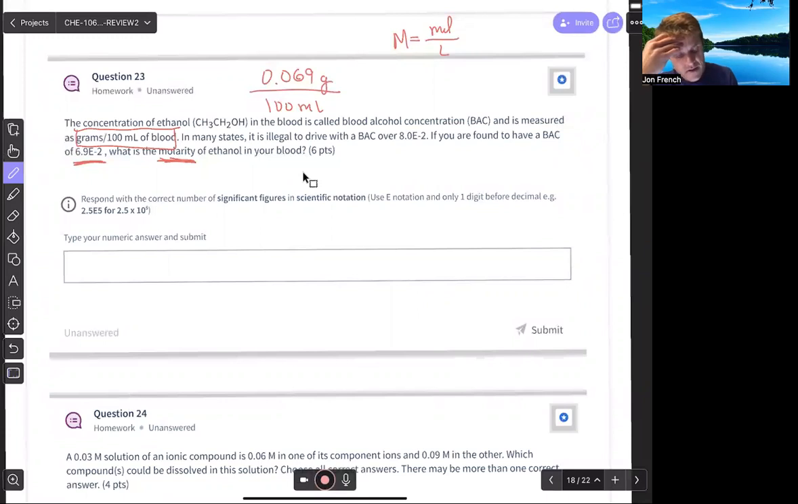So ethanol is 46 grams per mole, right? I've got 2 carbons, oxygen, and 6 hydrogens. So, all right, for 1 mole of ethanol, 46 grams, right? So 0.69 divided by 46, I've got 0.0015 moles of ethanol per 100 milliliters.